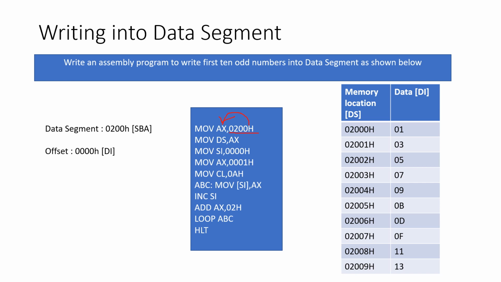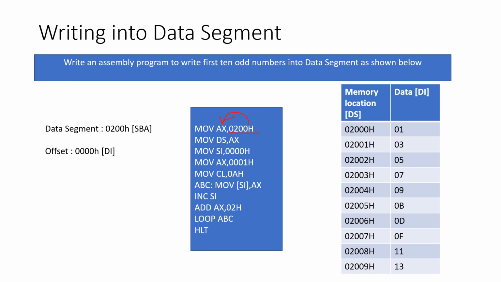When I'm pointing within the bracket of SI, the address is computed by the physical address calculation. The data segment is 200, so while left shifting, it will become 2000. My offset is 0, which means 2000 is the address location. So my first odd number is stored at that particular location.